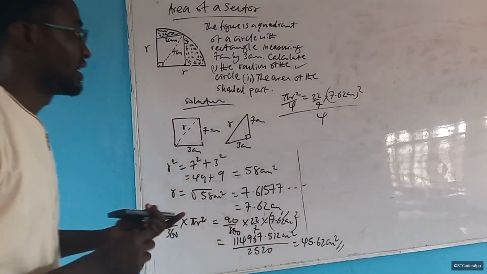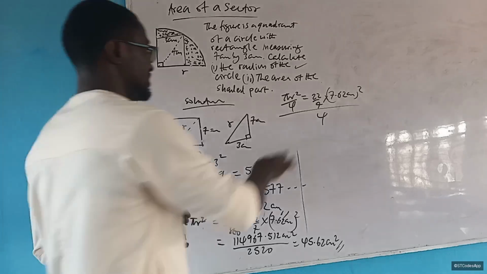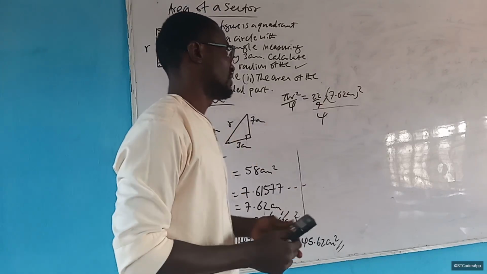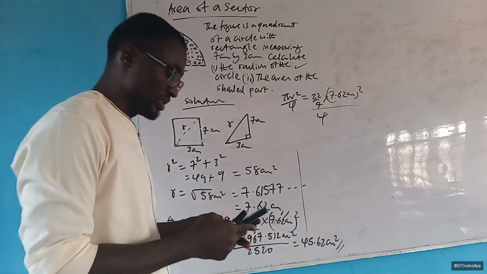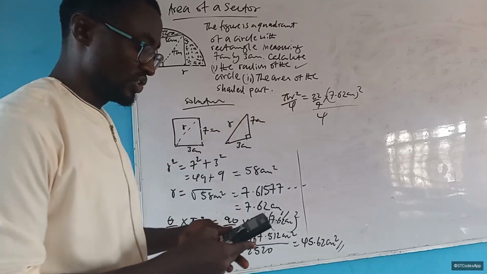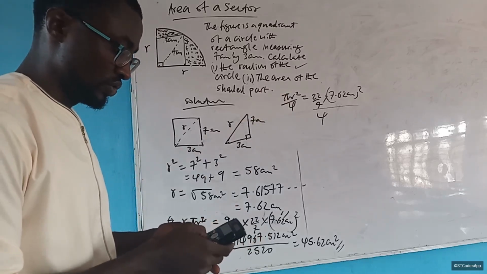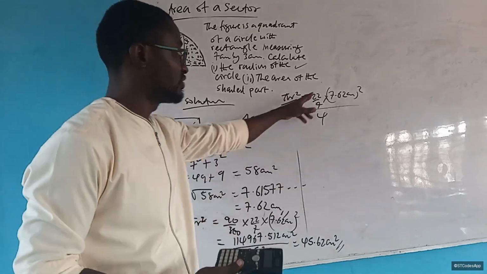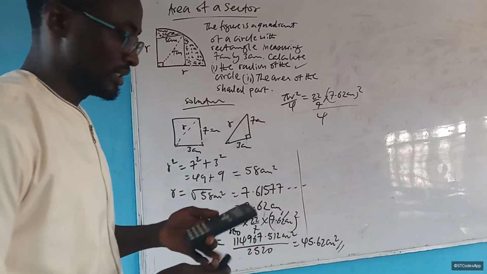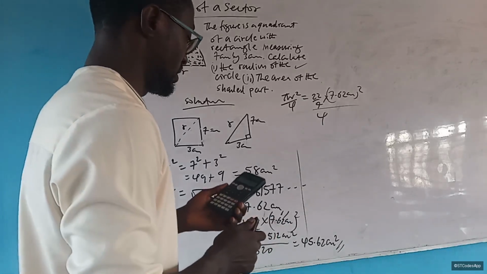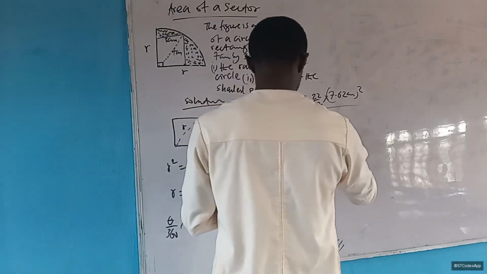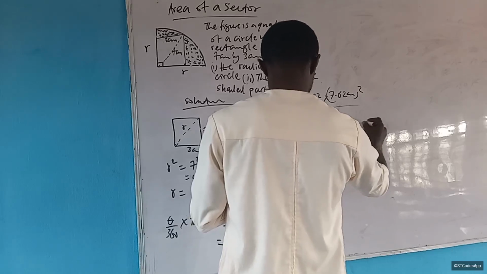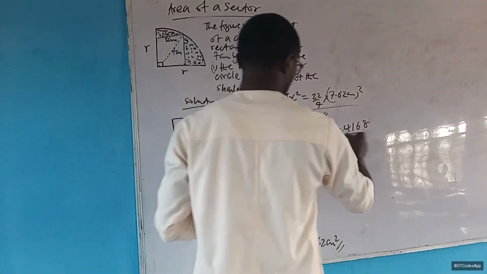Then divide all by 4. This is just the formula, so I'm going to multiply everything out here. I'm going to have the square of 7.62, then multiply by 22. That gives us 1277.4168.